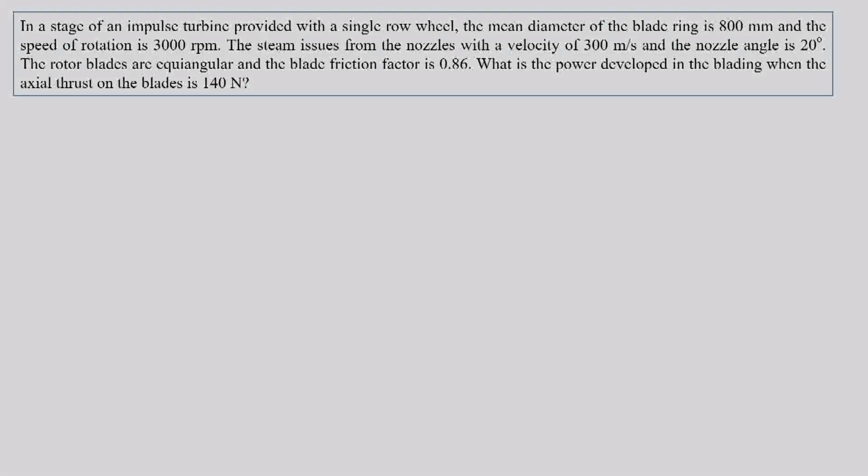We will see the next example. It reads that a single stage impulse turbine is provided with a single row wheel. The mean diameter of the blade is 800 mm and the speed of rotation is 3000 rpm. The steam issues from the nozzle with a velocity of 300 meter per second and the nozzle angle is 20 degree. The rotor blades are equiangular and the blade friction factor is 0.86. What is the power developed in the blading when the axial thrust on the blade is 140 Newton?